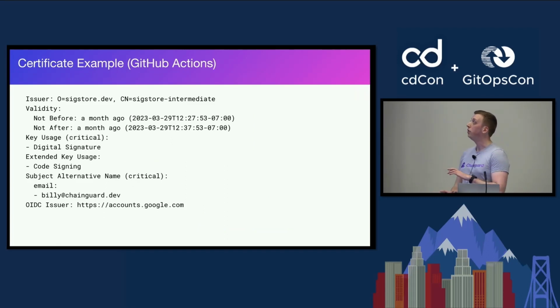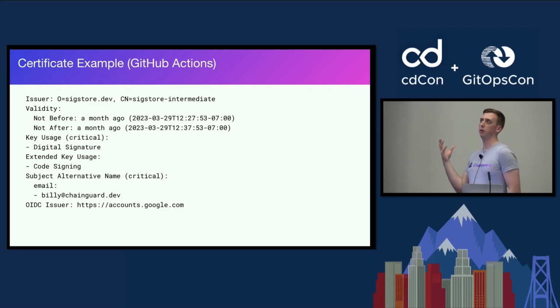So I mentioned certificates. This is one example of a certificate. This is from a commit that I just pulled myself. So for human workflows, really what this comes down to is, hey, what's your email? And where was this issued from? So in this case, we have my email, billy@chainguard.dev, and this was issued by G Suite, so accounts.google.com. You can see here also, look at the not before, not after. You see it's only valid for 10 minutes and only to be used for code signing. So we can't use this for arbitrary web hosting, stuff like that.